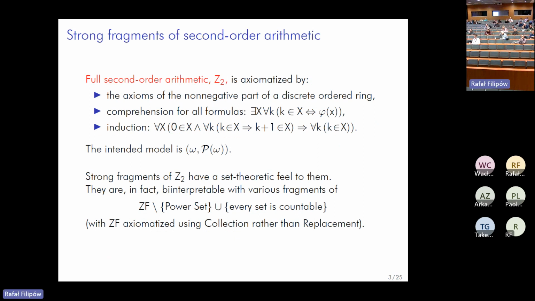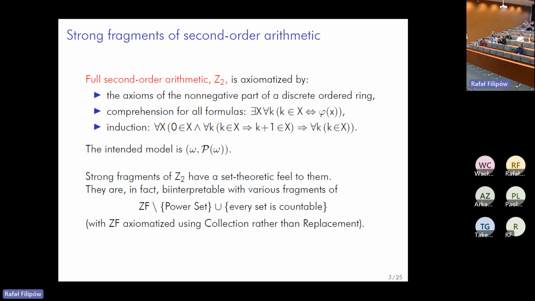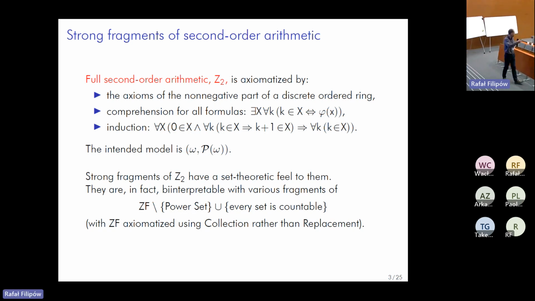The most natural approximation to the full theory of P(ω) that you can formulate in this language is full second order arithmetic. The axioms of that are, well, there are some axioms telling you that addition is commutative and associative, and 0 is the smallest element, and there's nothing between 0 and 1, and so on. Specifically, it's just a finite list of axioms for the non-negative part of what's called a discretely ordered ring.